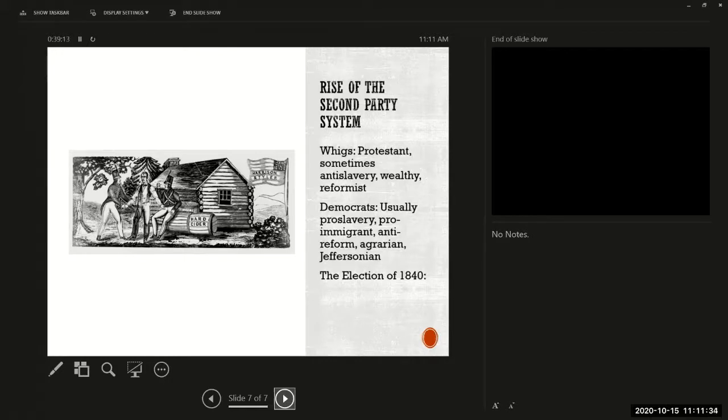And they were more Jeffersonian. So if we have to follow the sort of Hamiltonian-Jeffersonian split, we put the Whigs with the party of Hamilton and the Democrats with the party of Jefferson.